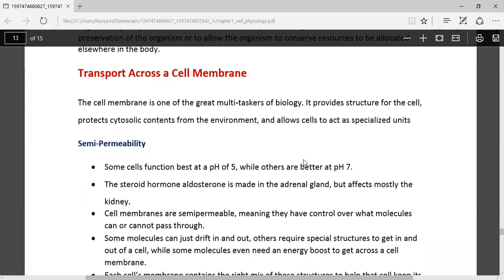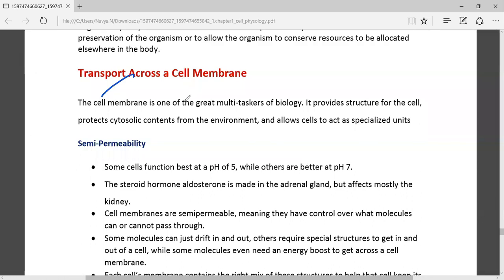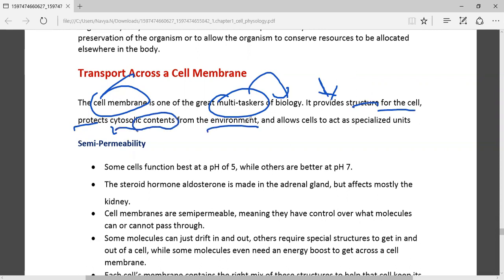Another concept is transport across a cell membrane. We know that the cell membrane is one of the great multitaskers of biology. It provides the structure for the cell, protects the cytosolic contents from the environment, and allows the cell to act as a specialized unit. So here, let us look at semi-permeability.